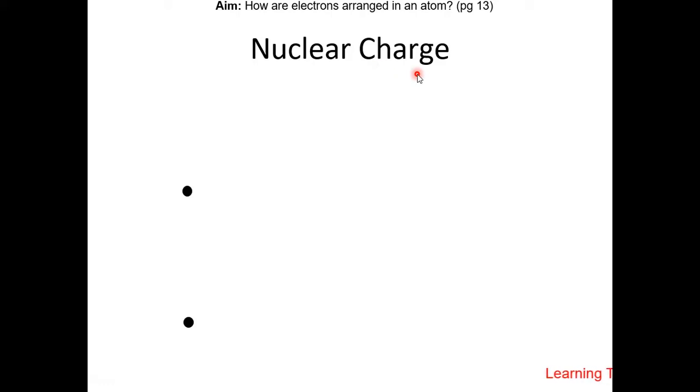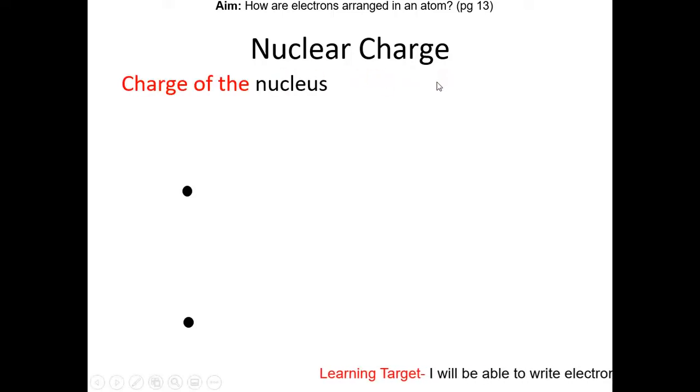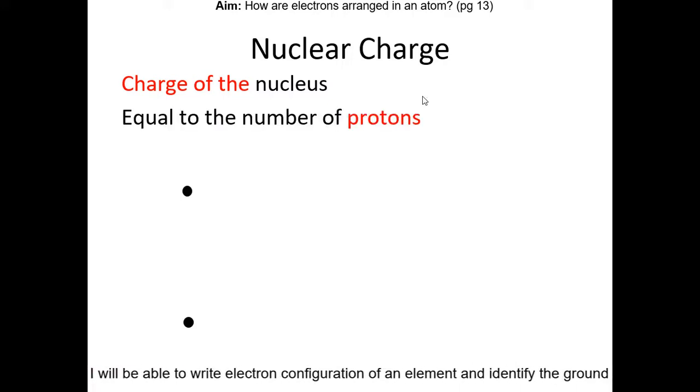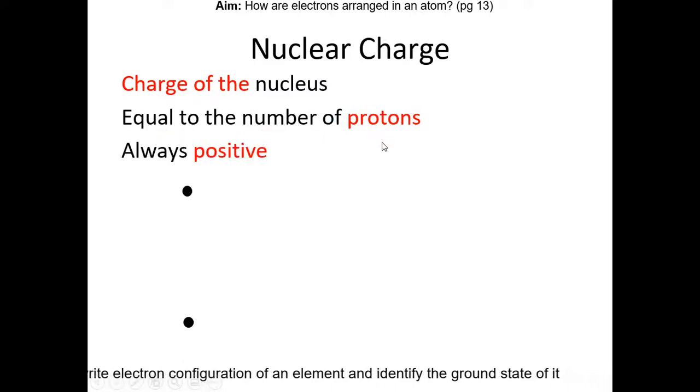Okay, nuclear charge. So nuclear is referring to the nucleus. Basically, nuclear charge just means the charge of a nucleus. So what does the nucleus have? The nucleus has protons and neutrons. Neutrons have no charge, but protons do. They have the positive one. So the nucleus is always going to be a positive charge. It's going to equal the number of protons.